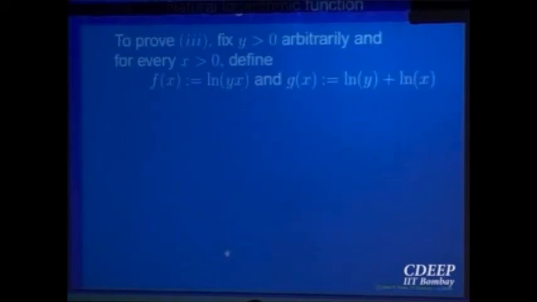Okay. Now let us prove the third property, that ln of xy is equal to ln of x plus ln of y. So let us fix a y, and for every x, let us look at the function f of x, which is ln of y times x, and g of x, the function ln of y plus ln of x. What is the derivative of f and what is the derivative of g?